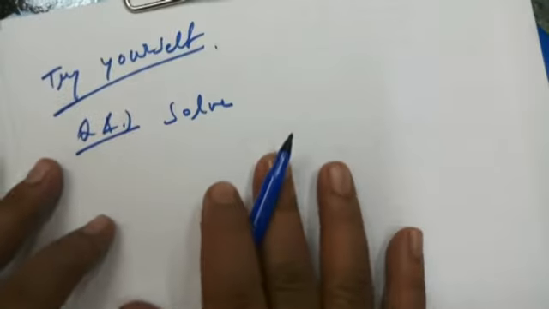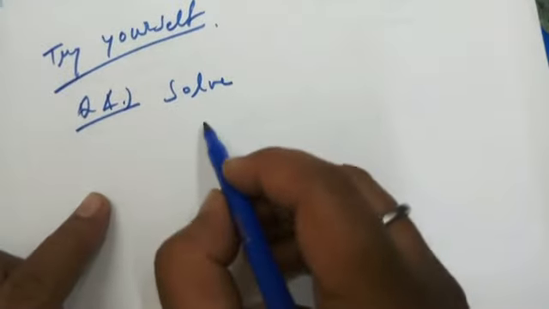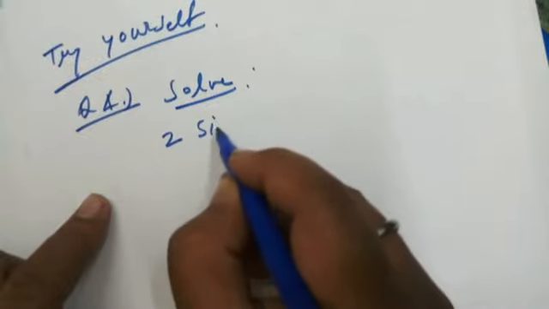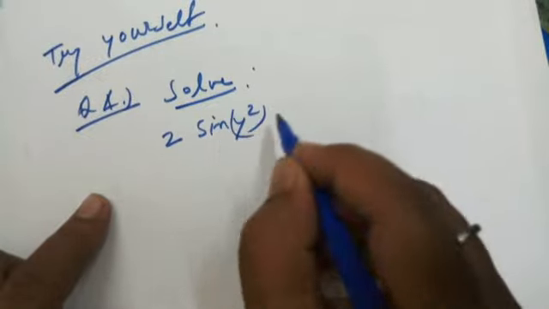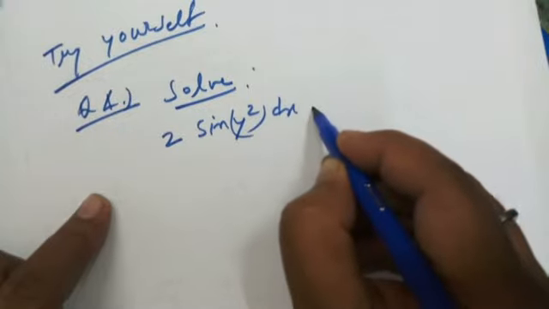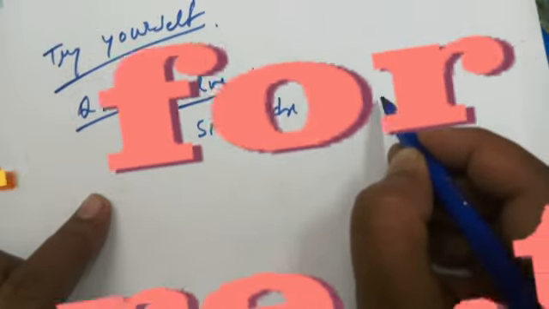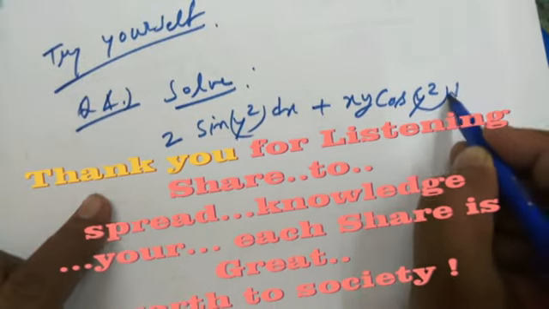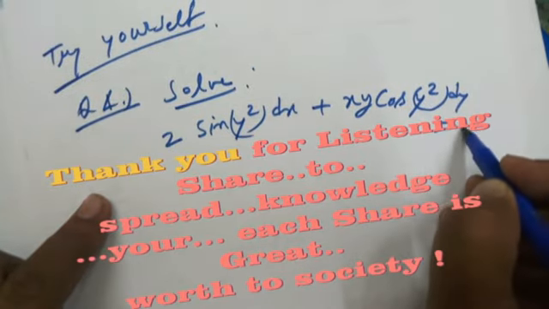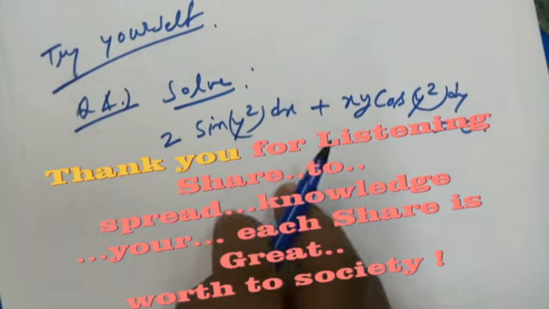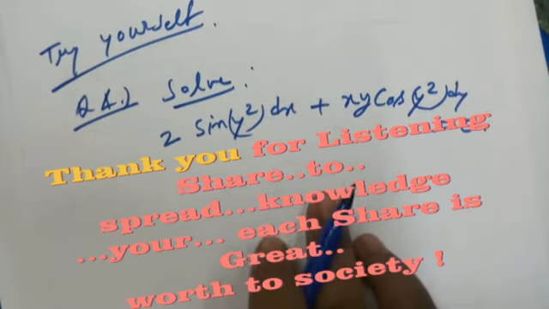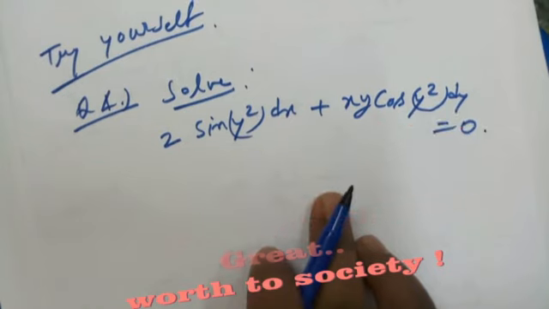Now try yourself. Question number 1: solve 2 sin y square dx plus xy cos y square dy equals to 0. So students, if you are able to solve this question, comment your answer.